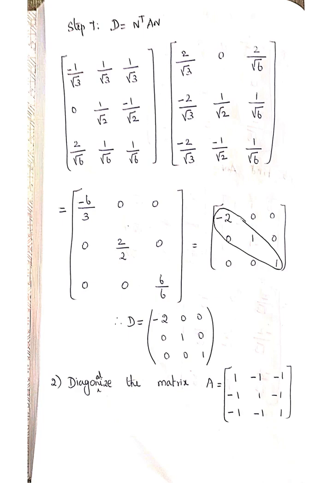N transpose is the normalized matrix transpose. A is the given matrix and N is the normalized matrix. Already we know the value of N transpose. We know the value of A into N. Then multiply N transpose and AN to get the diagonal matrix. Here the diagonal matrix is in the form of upper and lower triangular parts, and we get only the diagonal elements. These diagonal elements are the eigenvalues. This is the diagonalization of the given matrix using orthogonal transformation. Thank you.